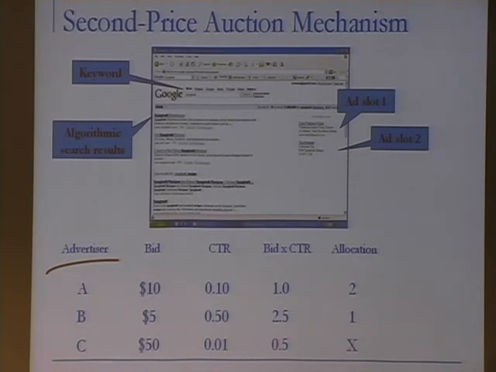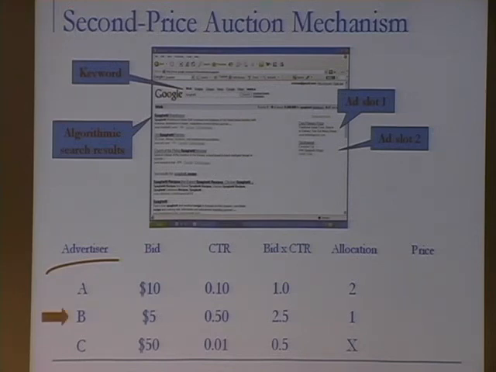And what do I mean by that? I mean that I'm going to charge each advertiser, when they receive a click, the minimum amount that he would have had to bid to maintain his position in the ranking. So here, for example, when I have a click, let's see how much I'm going to charge advertiser B when he's clicked on.